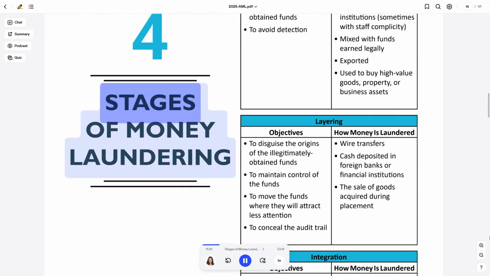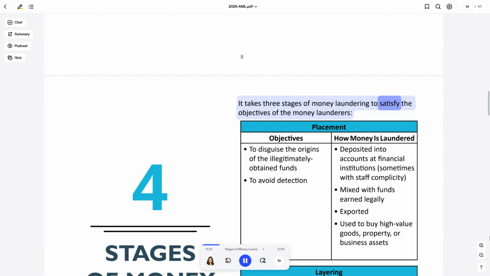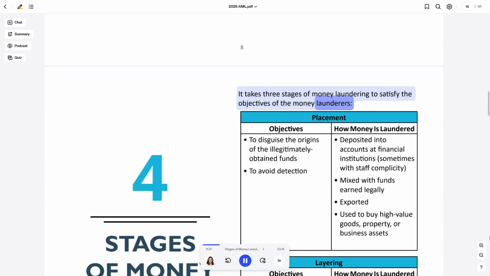4. Stages of money laundering. It takes 3 stages of money laundering to satisfy the objectives of the money launderers.